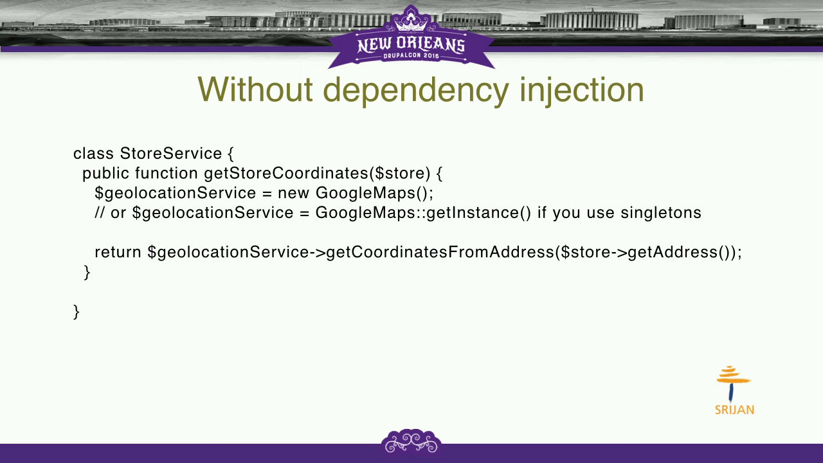So traditionally, this is how we're going to write. We're going to use the new operator with the Google class, and then we're going to use the variable and call get coordinates from address, and we're going to pass something, a store address, to it. And maybe we get a geo-coordinate or anything we would like to get.